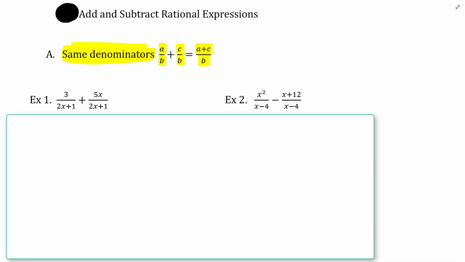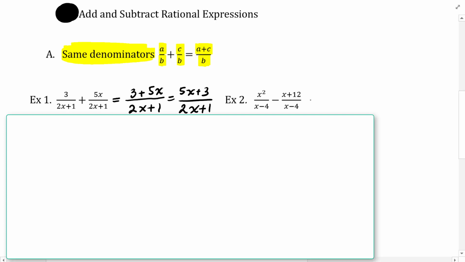So let's take a look at the first example. 3 over 2x plus 1 plus 5x over 2x plus 1. Because the denominator is the same, we just copy it. And we add the numerators, which are 3 plus 5x. Or we can write 5x plus 3, just so that we are consistent with the denominator. So 5x plus 3 over 2x plus 1, and that's the final answer.